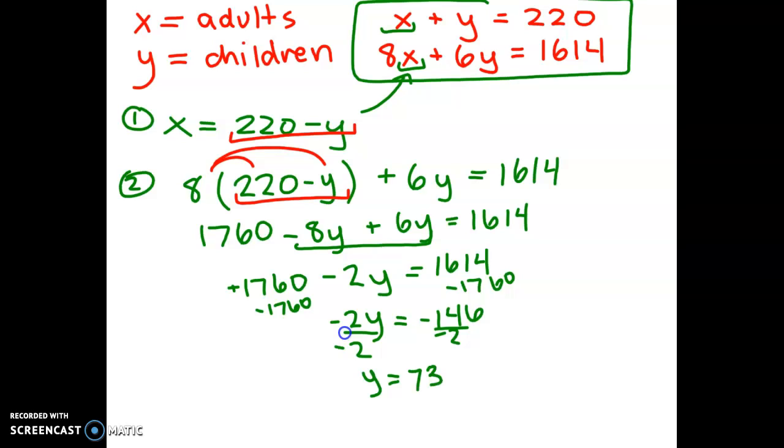Y equals 73. What does that mean? If y is 73, that's the amount of children that attended. Yes. So my answer there is that 73 children attended.